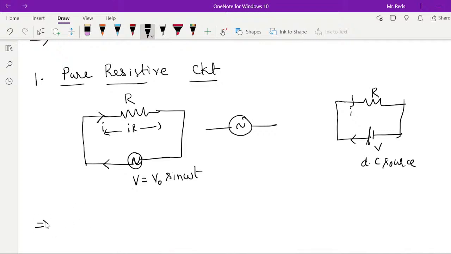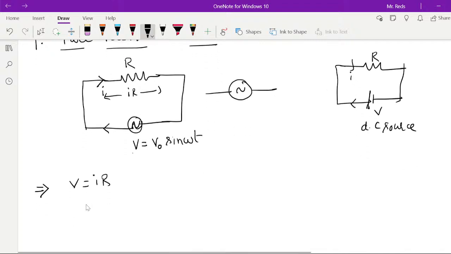By applying Kirchhoff's laws, the algebraic sum of the potentials across all elements will be equal to 0. Or simply you can say here there is V minus IR equal to 0, or directly we say V is equal to IR. Here V is the alternating voltage, and I is the alternating current. We have already discussed the mathematical expressions for those. Here V is V naught sin omega t, and I is equal to I naught sin omega t.